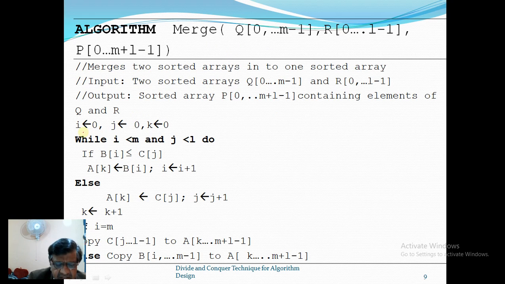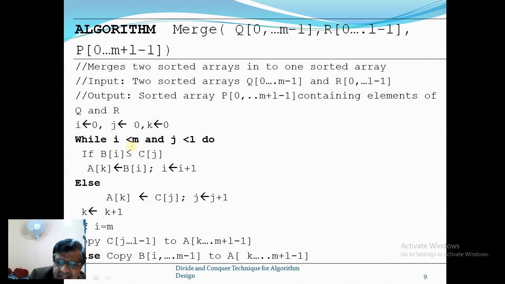We will set the indices now. I equal to 0, which will point to the left sub array, and j equal to 0, which is there poking the right sub array. K equal to 0. This index is for the accumulation of the merged array.